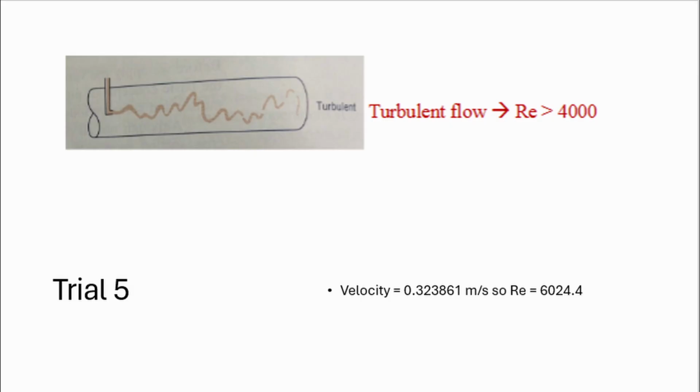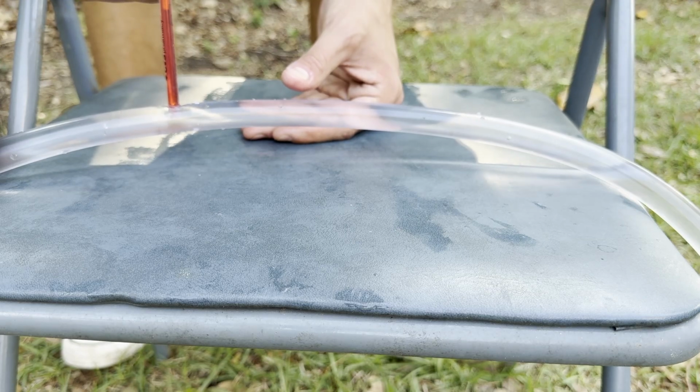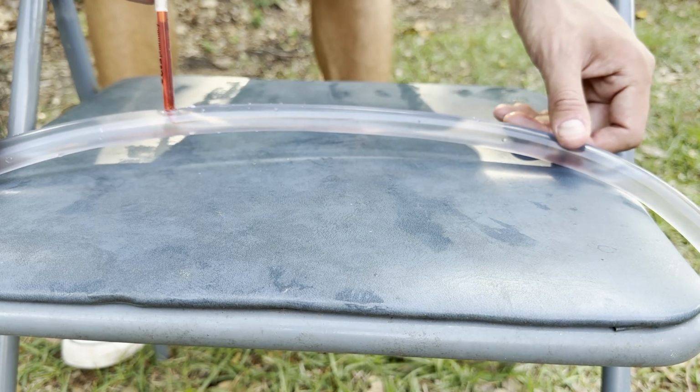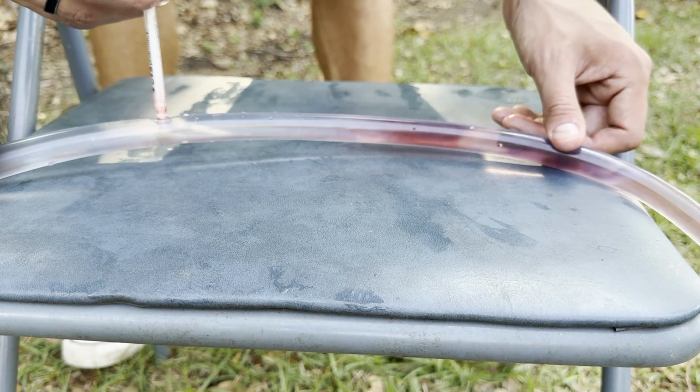So the Reynolds number is 6,024, which is in the turbulent flow range. In this video, you can see that almost instantly the dye disperses throughout the whole pipe.